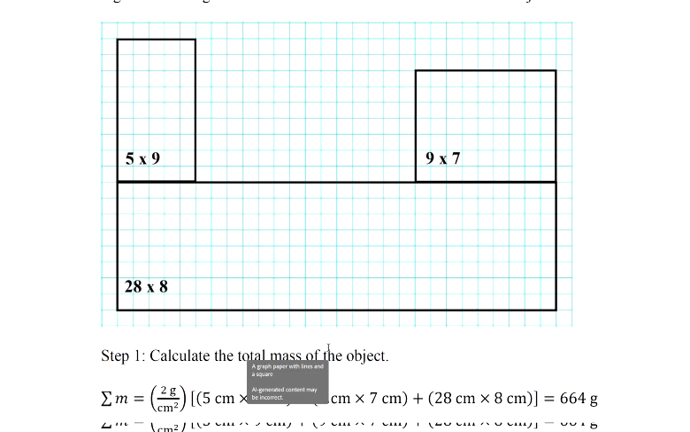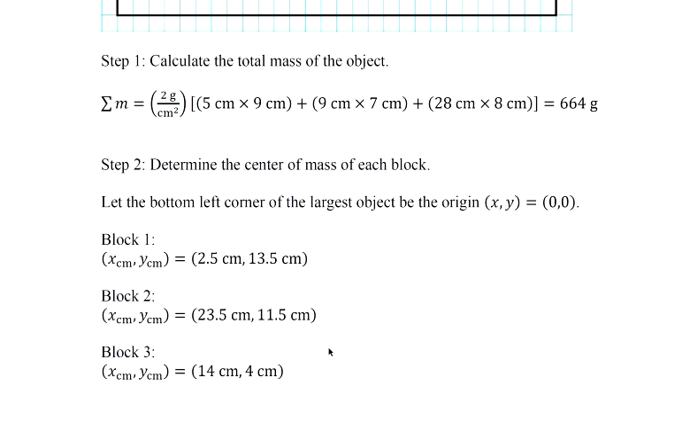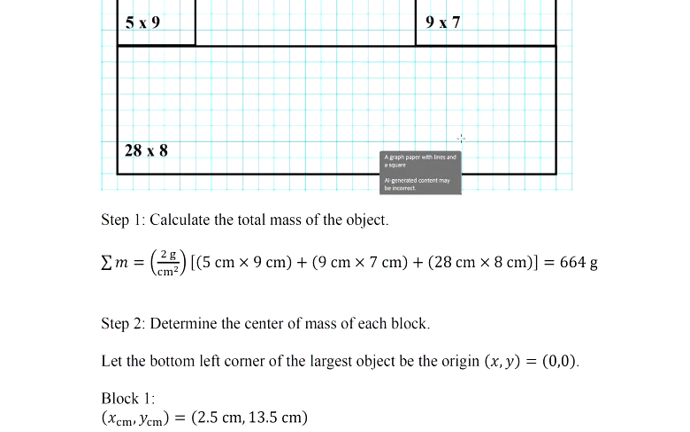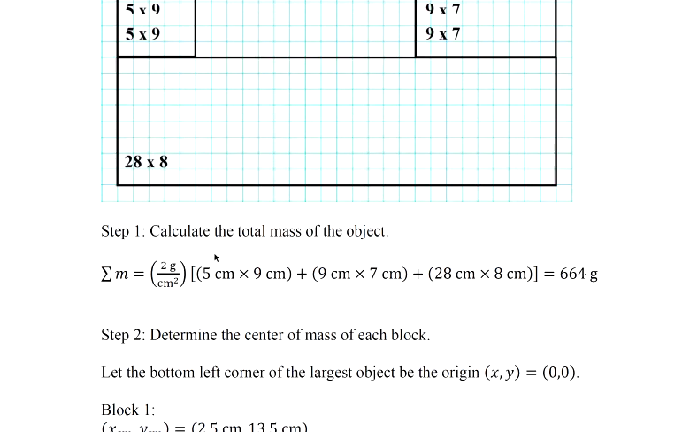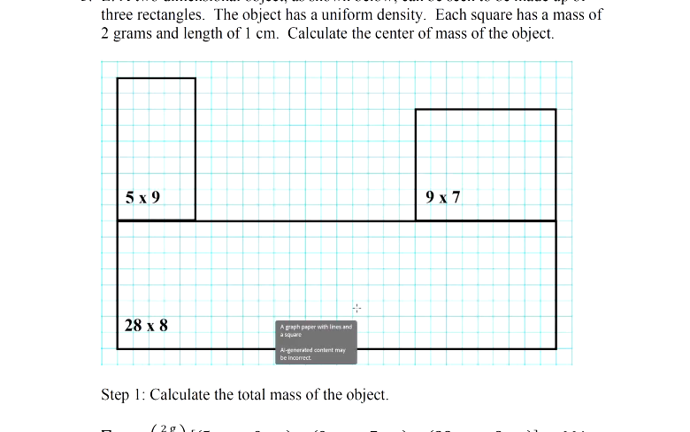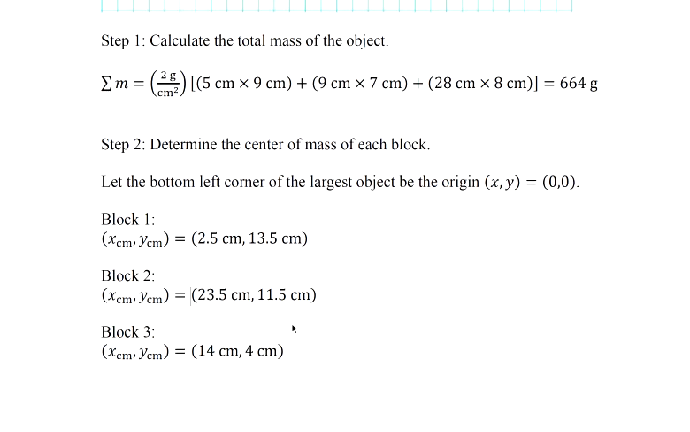Block 2, which is on the top right, this 9 by 7, its center of mass is going to be 23.5, 11.5. Meaning, if the origin is on the bottom left and we go 23.5 to the right, 11.5 up, that's the center of mass of this 9 by 7 block. And finally, this big rectangle on the bottom, 28 by 8, its center of mass is 14, 4.